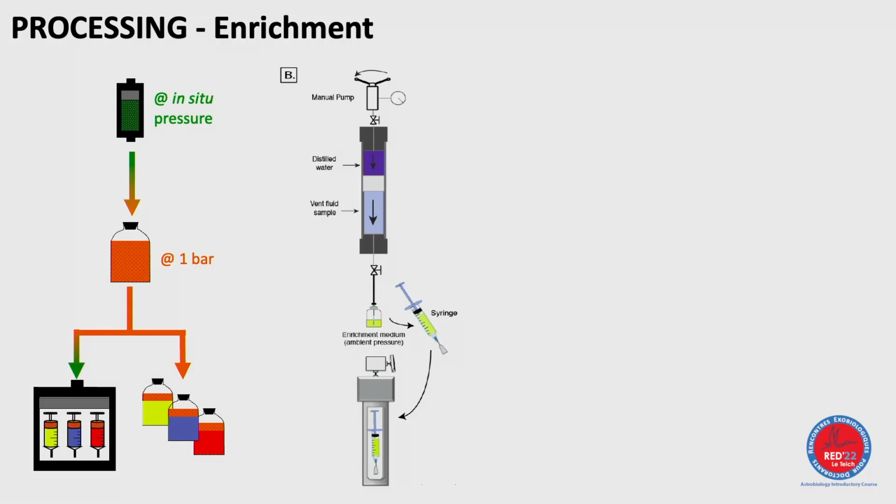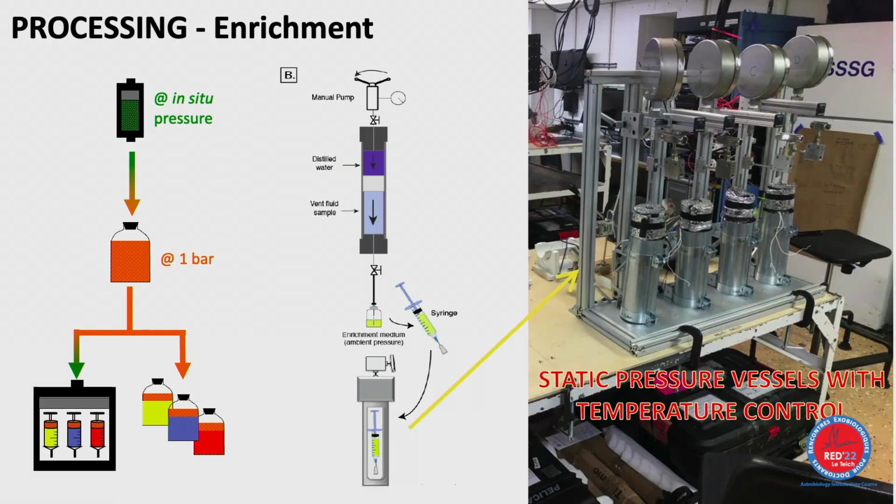For the process when the samples were decompressed, we recompressed some of them. We were using batch reactors with syringes. This is the most common way to perform microbiology in a high pressure lab, where you use syringes to grow the microbes under high pressure conditions. And the idea here was to compare the non-decompressed sample cultures with the decompressed and recompressed ones.